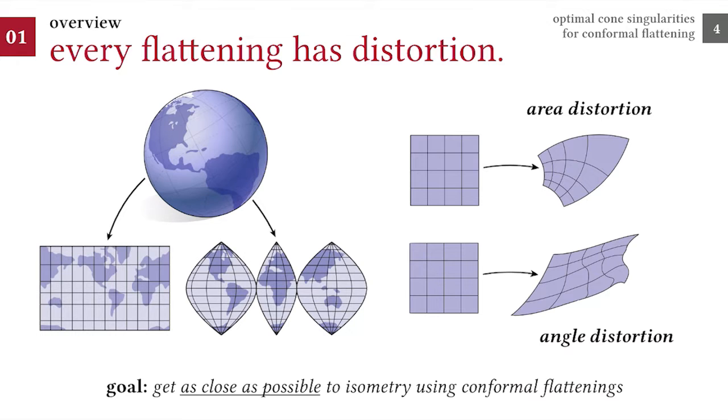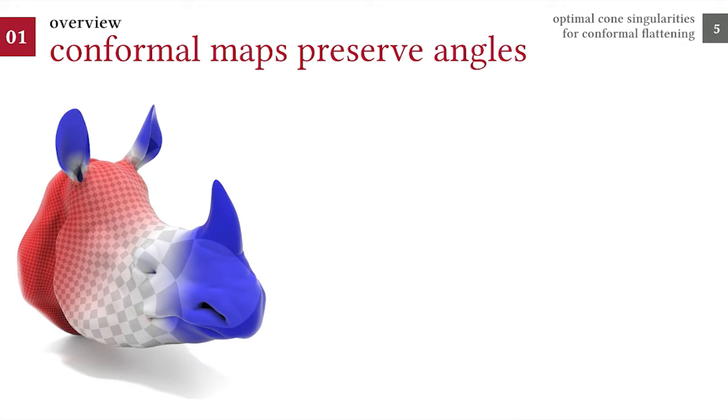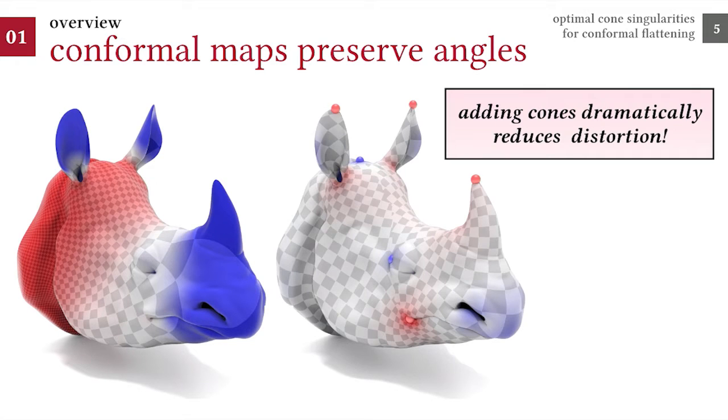Instead, we're going to try and get as close as possible using conformal maps. So a conformal flattening is just one that exactly preserves angles. But even in the best case, these maps can have a lot of area distortion. Large regions of the mesh can be squished into very small regions in the plane. And this really isn't what we want. However, just by adding a few cone singularities, we can almost completely mitigate this distortion.